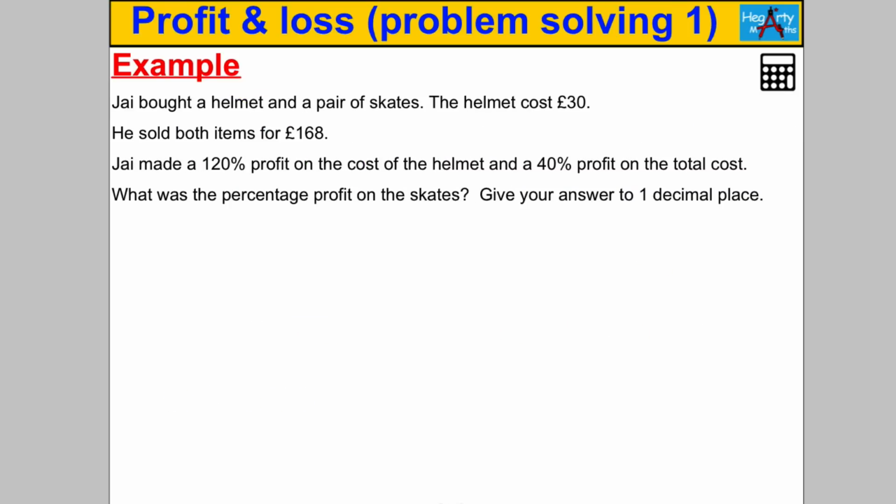Next one, pause and have a go. So Jai bought a helmet and a pair of skates, and the helmet cost £30. He sold both of them for £168. He made 120% profit on the helmet, and he made 40% profit on the total cost. What was the percentage profit on the skates? Give your answer to 1 decimal place.